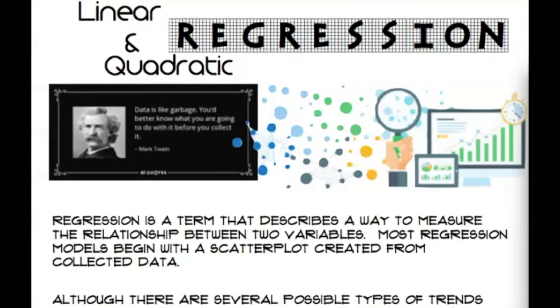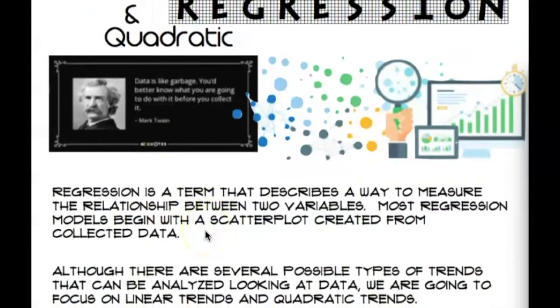Hello all, we're on page 21 of the notes and we're talking about linear and quadratic regression. Big complicated words that describe kind of a simple concept. Basically, it's a term that describes a way to measure the relationship between two variables. Most regression models begin with a scatter plot that is created from collected data.